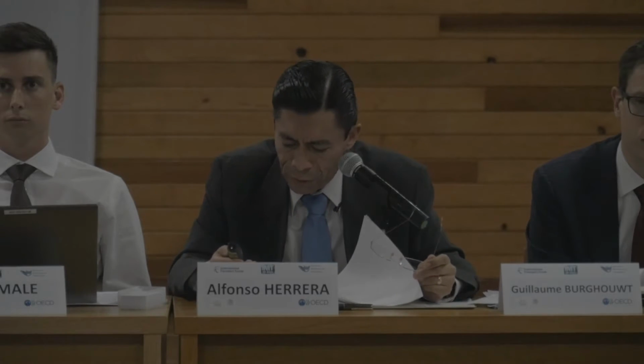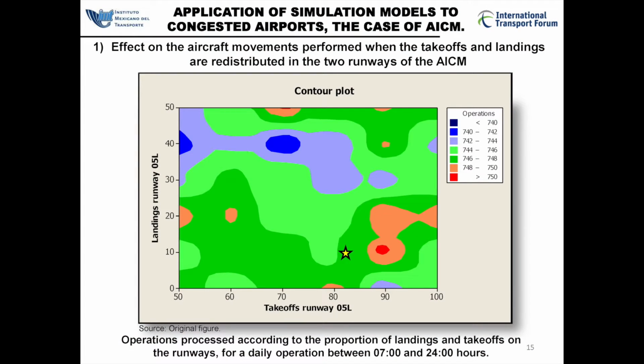Under the theoretical condition of handling 100% of takeoffs on runway 05 left and 100% of landings on runway 05 right, that corresponds to the lower right corner on this figure, the AACM would be serving around 744 to 746 operations per day. However, according to the simulation model, the maximum value of operations, more than 750 operations, that is shown in the red area on the figure, could be achieved for a proportion of approximately 90% of takeoffs and 90% of landings on the runway 05 left.